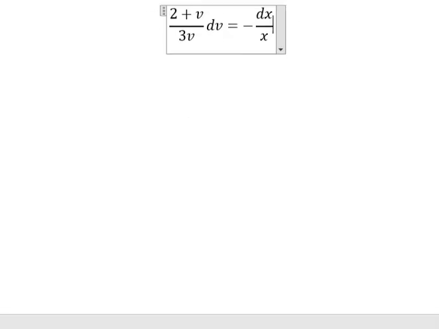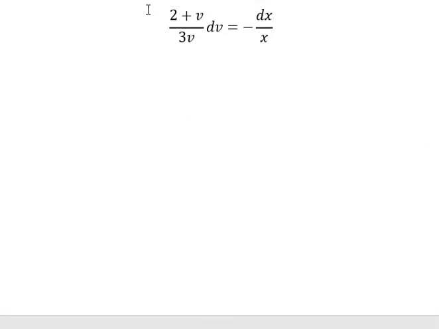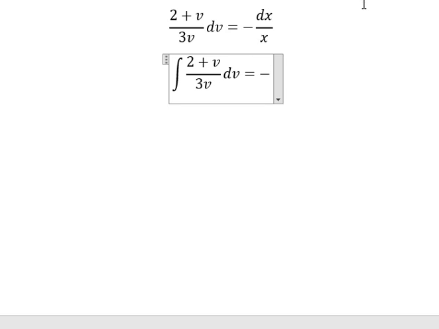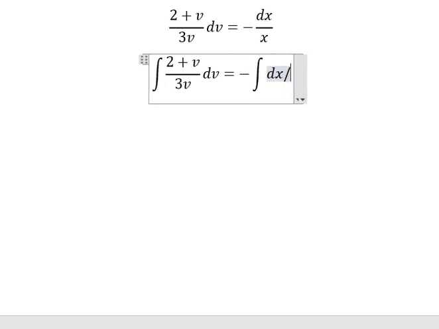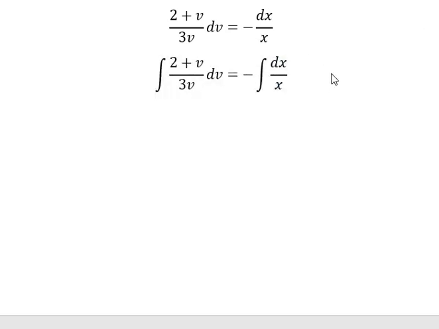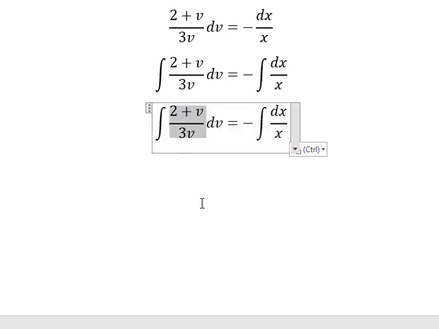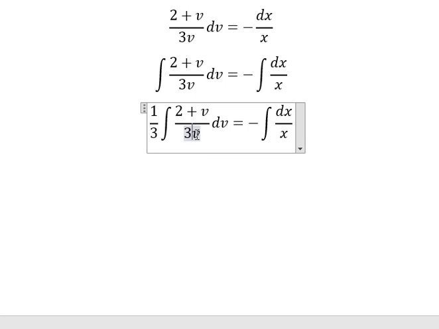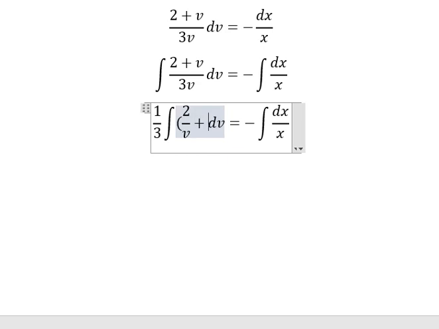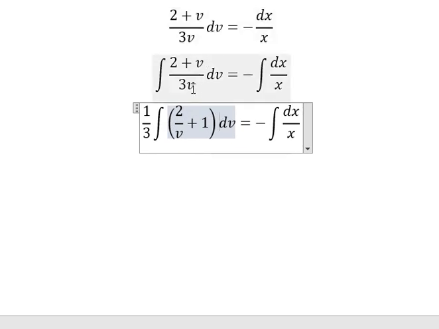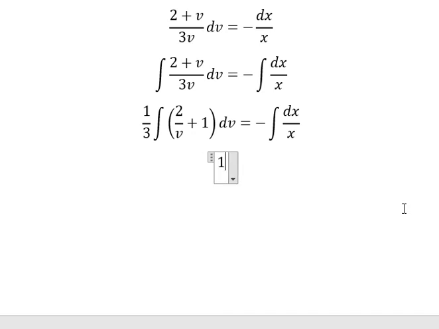Next, we need to integral for the both sides. So this one we put number 3 go outside. This one we can separate them in here, because v divided by v we have number 1, and now we have the final answer.